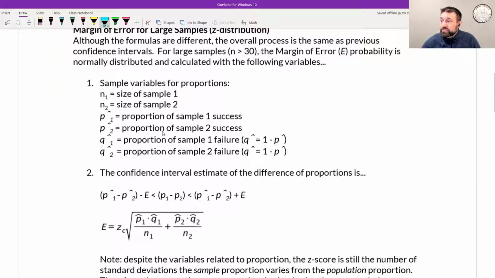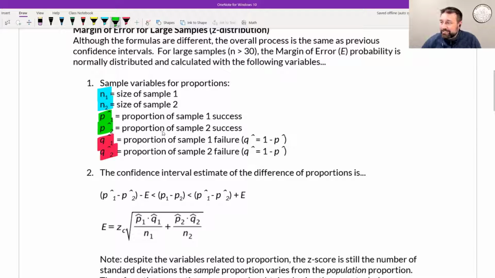So each sample is going to have its own number of items, its own value for p hat, and its own value for q hat. P sub 1, P sub 2. The proportion of success for sample 1, the proportion of success for sample 2, the proportion of failure for sample 1, the proportion of failure for sample 2. You're going to have all these different numbers for each one.